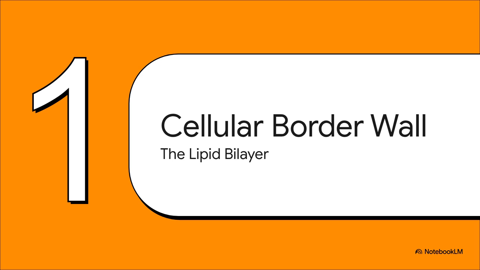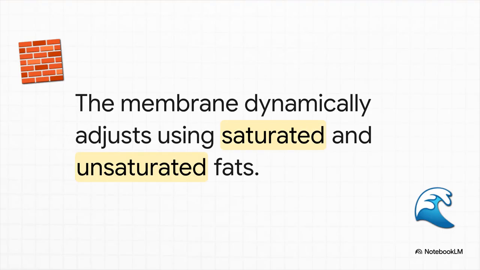Every city needs a secure perimeter, right? Now, this wall isn't just a static sheet of plastic. It's incredibly dynamic. Made of phospholipids, it actually features a distinct asymmetry between its inner and outer layers. When the cell needs a stiffer, more rigid wall, it uses saturated fatty acids, which pack together super tightly. But say the environment gets cold and the membrane needs to stay fluid, it'll incorporate unsaturated fatty acids with shorter tails to prevent all that tight packing.